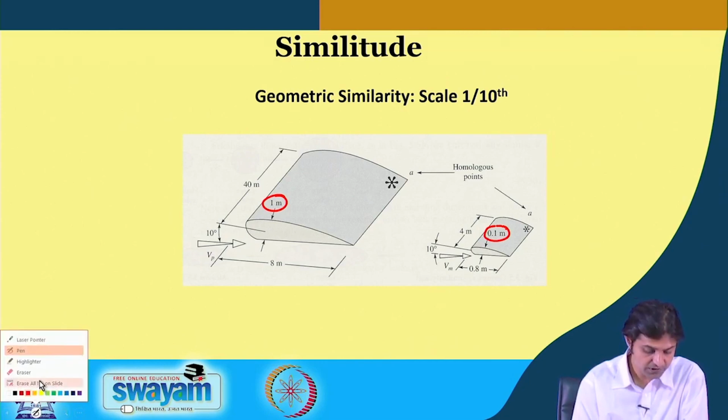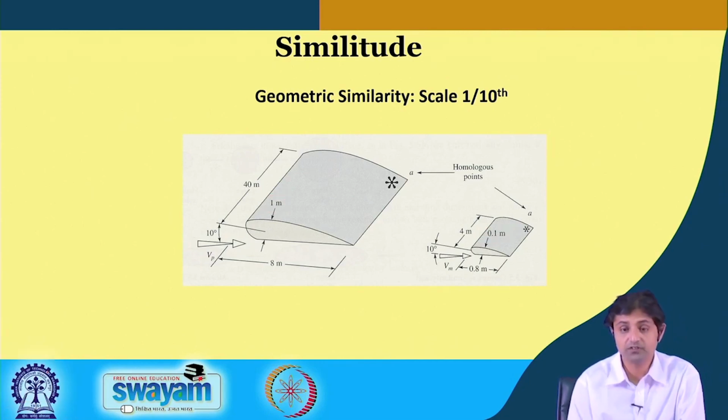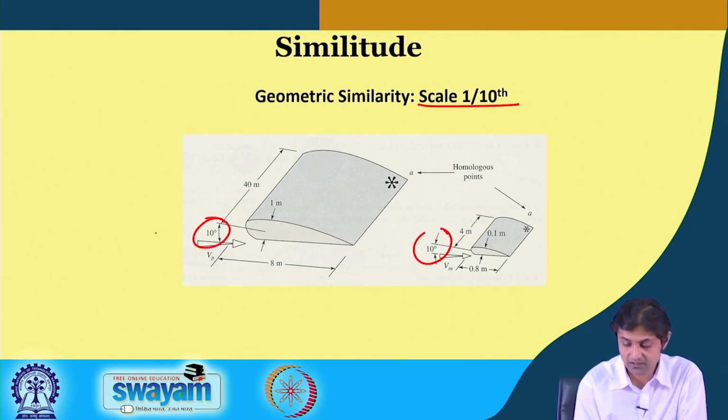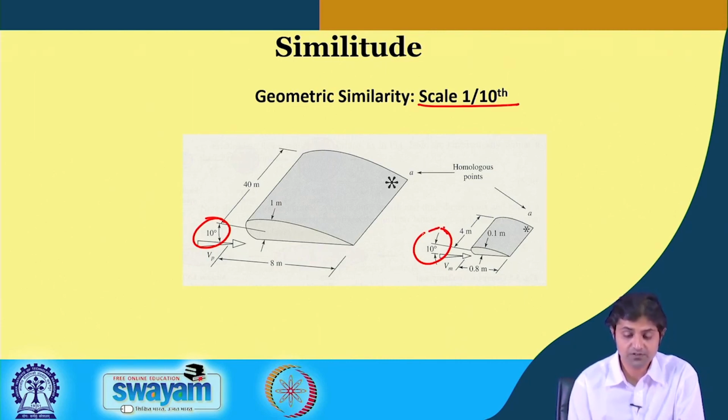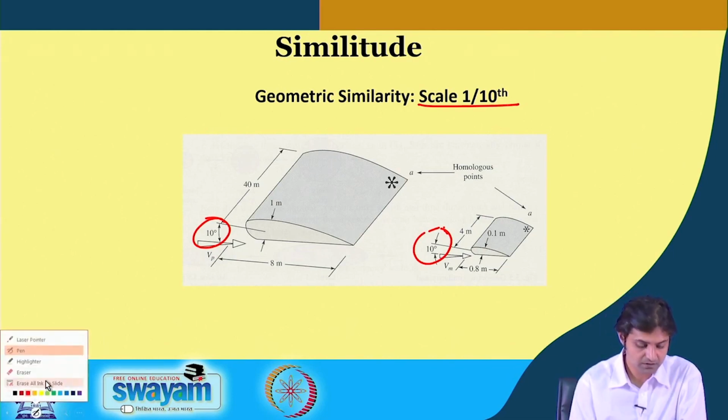So, you see all the 3 dimensions we have given the scale ratio of 1 by 10th, and the angle was 10 degrees, which is preserved here as 10 degrees. All the directions and the flow directions do not really change. So, what we have done is geometric similarity 1:10 in all the 3 dimensions: length, breadth and height.